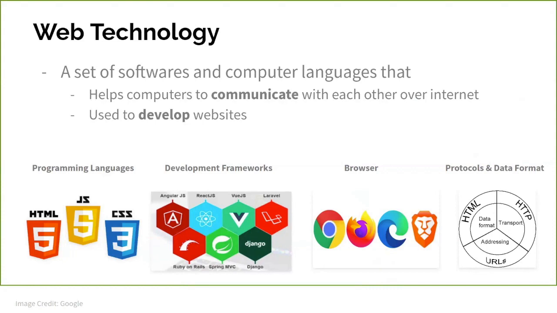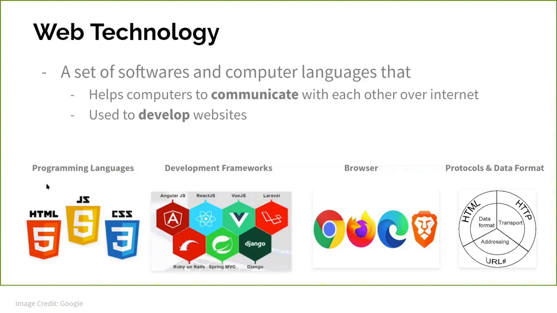So they communicate over the internet, right? But internet is just a medium, a network. You need a set of tools at both ends of the internet to be able to communicate. So web technology is a term which is used for all those software or tools which are used to communicate between these two computers, and also to develop websites. For example, the web technology tools can be a programming language, a development framework, a browser, a protocol, or data formats.